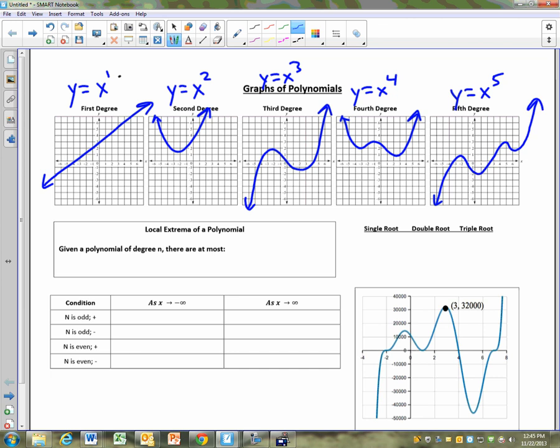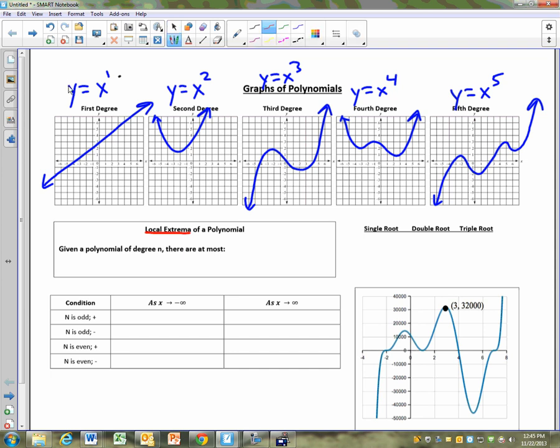X to the fifth. Do you see a pattern? What is the pattern? Adding an extra wave. That's a nice way of saying it. So let's take Taylor's idea, okay, and let's formalize it in terms of what we refer to as local extrema. Local extrema are going to be kind of the minimums and the maximums of the graph.